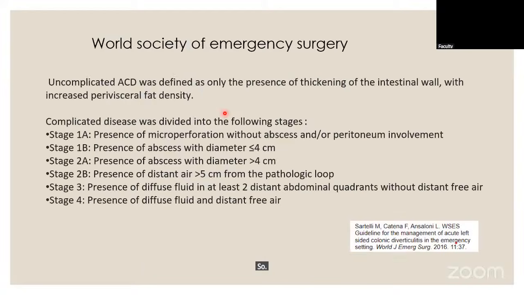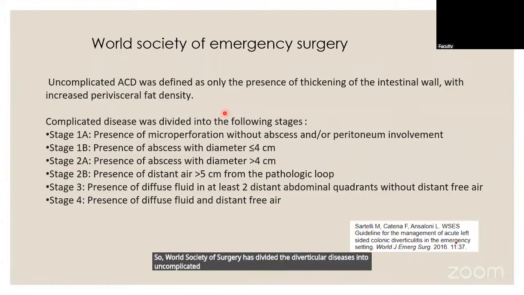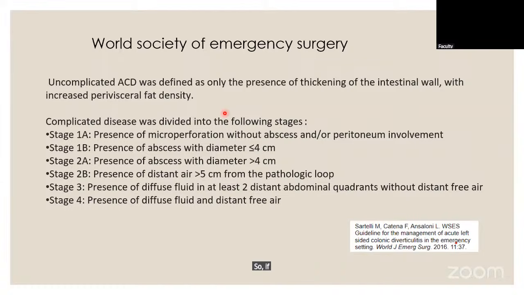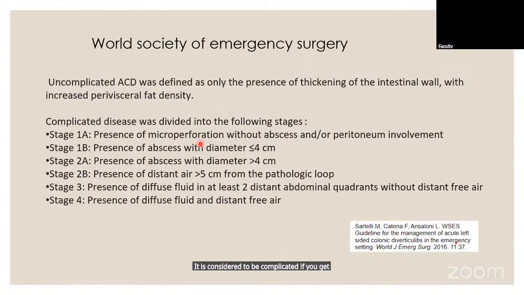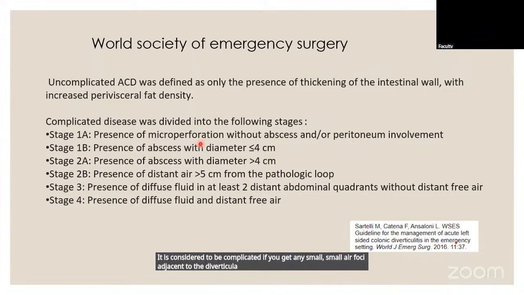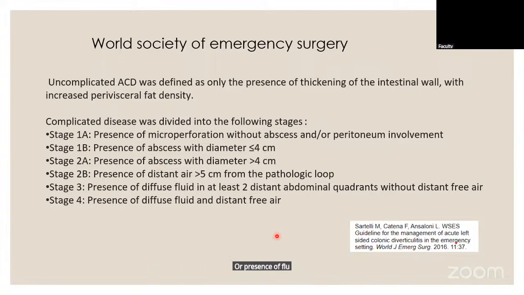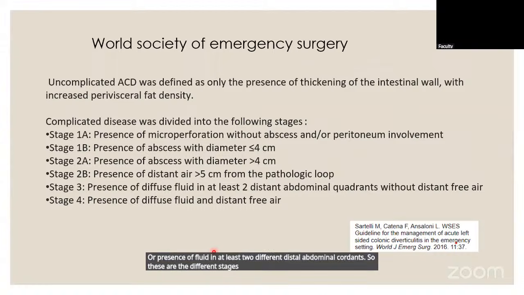The World Society of Emergency Surgery has divided diverticular disease into uncomplicated and complicated types. If there is only thickening and increased pericolonic fat density, then it is uncomplicated. It is considered complicated if you see any small air foci adjacent to the diverticula, suggestive of micro perforations, or presence of abscess, or presence of fluid in at least two different distal abdominal quadrants. So these are the different stages of complicated diverticulitis.